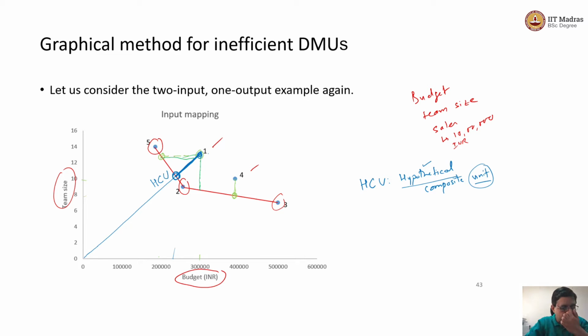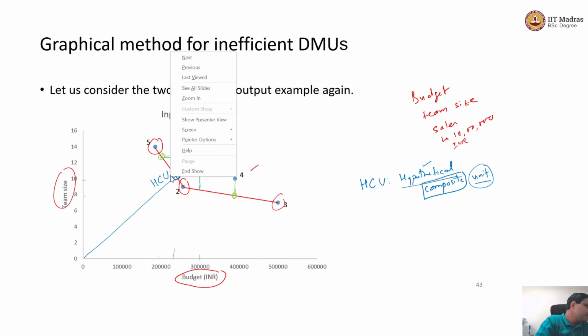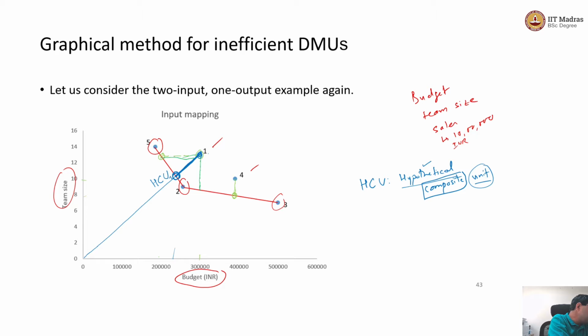unit, this hypothetical unit. Now, why is this called composite? Let us hold on for a couple of slides to explain that, right? And there is a definite meaning for that also. That is the reason that this point is called hypothetical composite unit, and let us put a subscript 1 here, just to say that it is a hypothetical composite unit for DMU1.